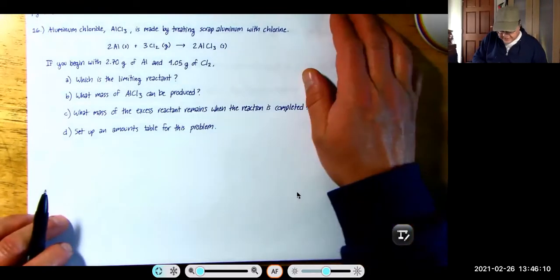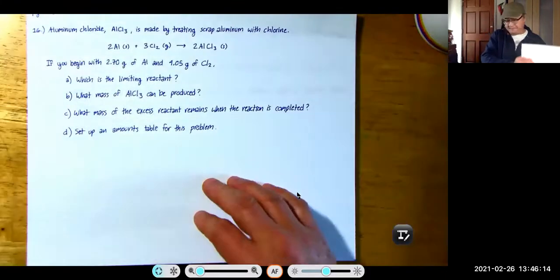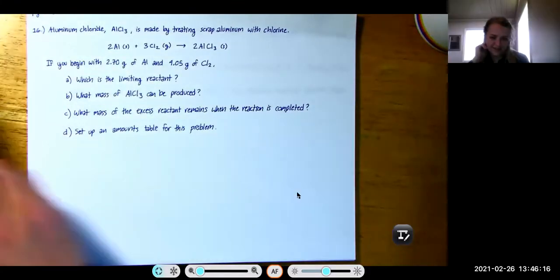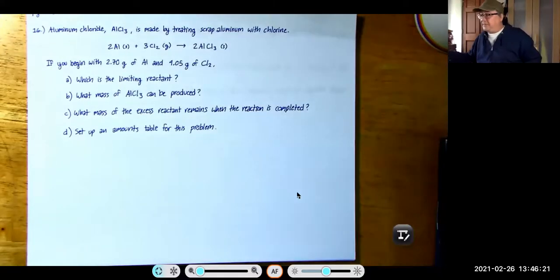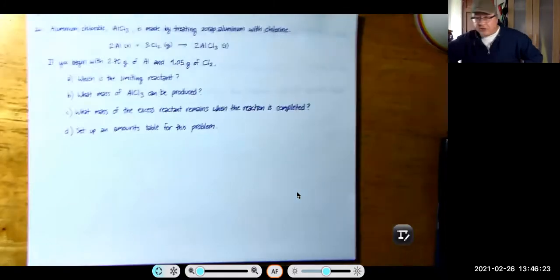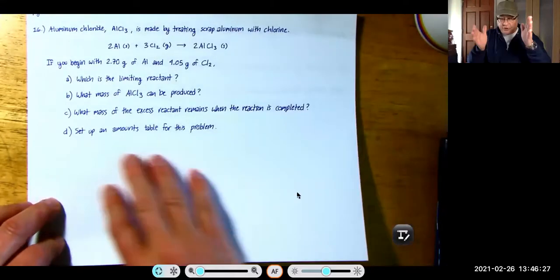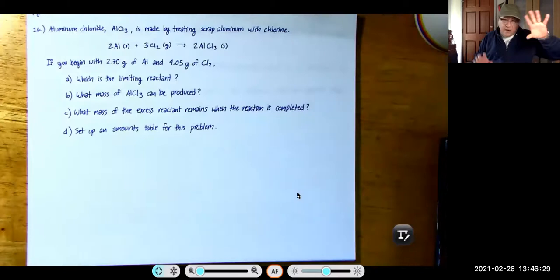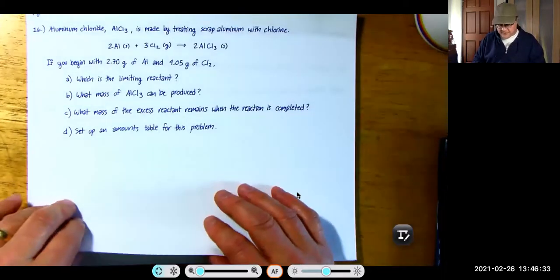And they do have this thing called an amounts table. I don't use amounts tables, so I don't teach them. But that doesn't mean you should not look at them. The reason they use amounts tables is so you can see how many grams react with how many grams and so forth and so on. All right.